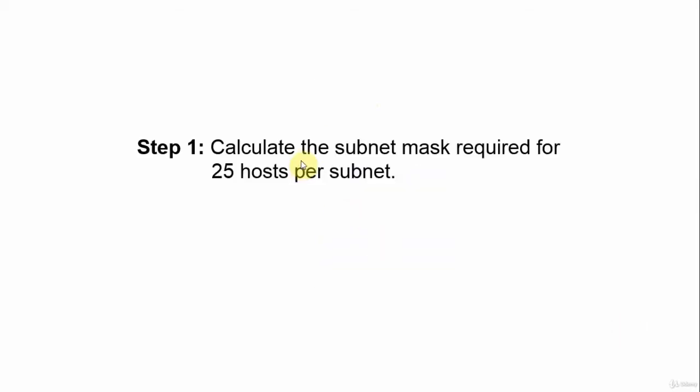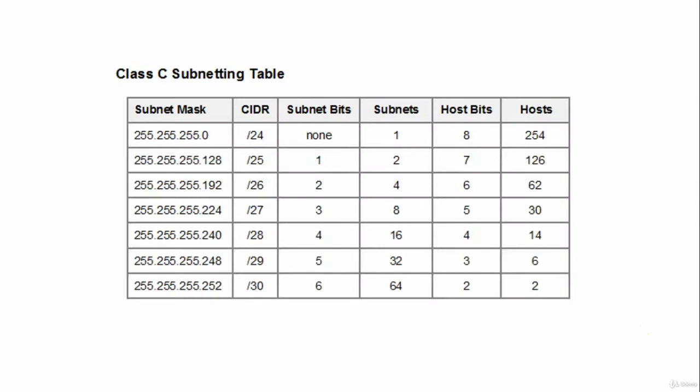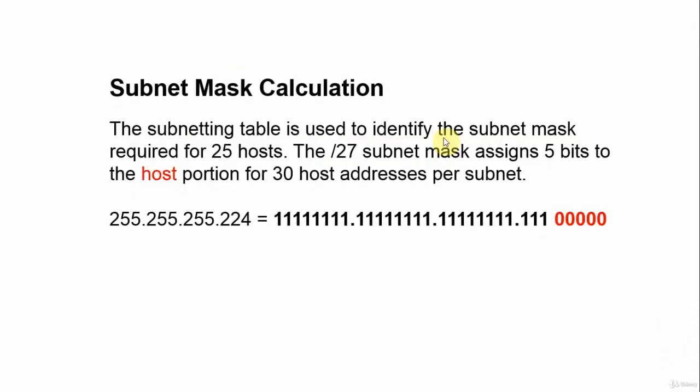So I want to calculate the subnet mask required for 25 hosts per subnet. So I want to know what that subnet mask is to give me those 25 hosts. So we'll go to my subnetting table, and I'll work over to get to 14. It's not enough, so I have to go to 30 hosts. And what's 30 hosts? Go over here, and that's a /27 mask, and that's 5 host bits. So I'm going to be doing a /27 mask for this example.